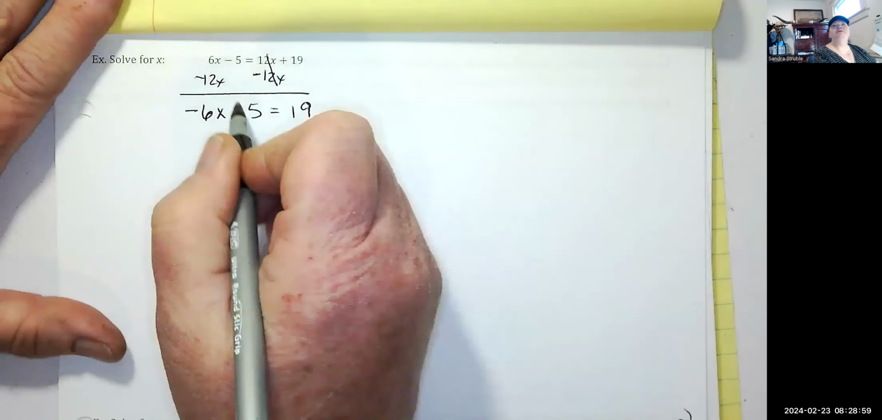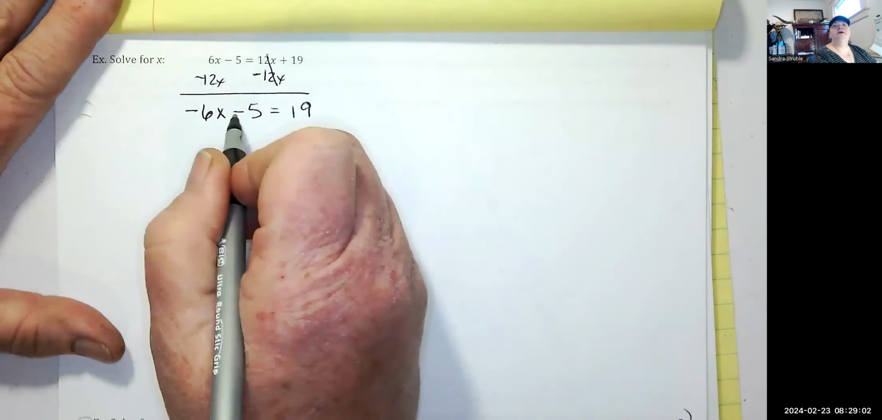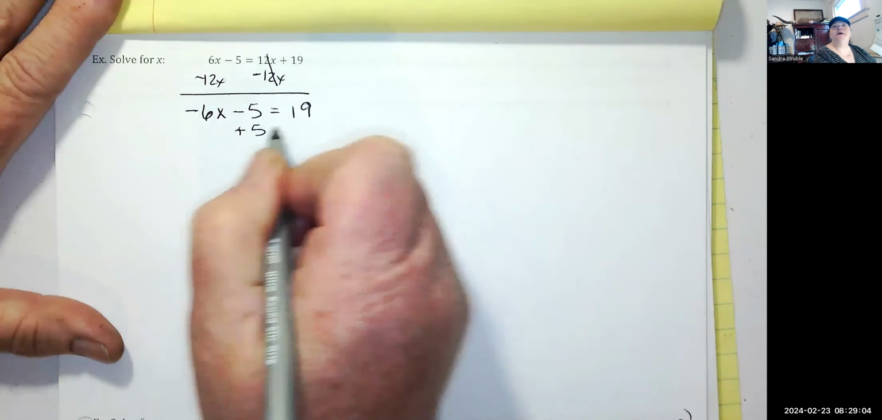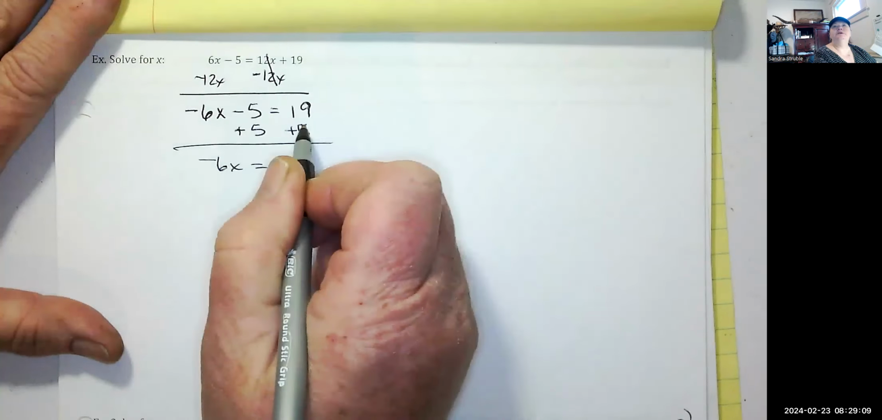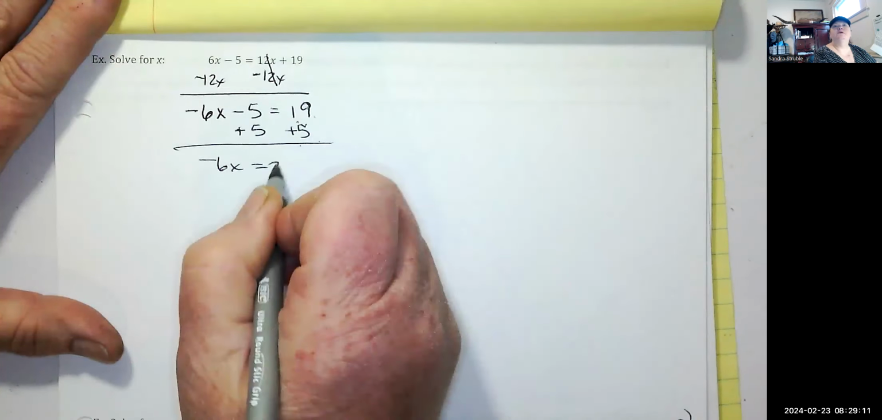Okay, now we need to move the negative 5 to the other side. It's negative, so we need to add it to both sides. We get negative 6x is equal to 19 plus 5, which is 24.